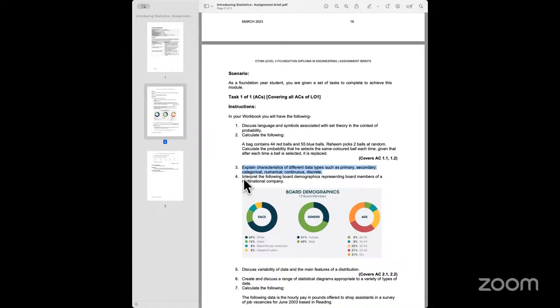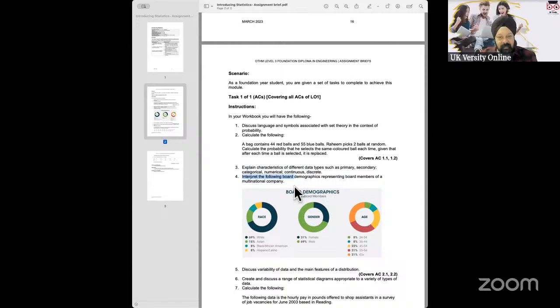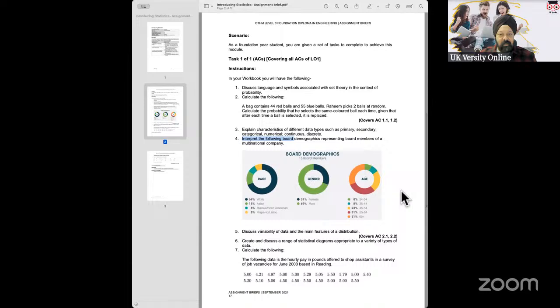And then it asks you to do the practical part of it, to say, interpret the following board demographics representing board members in a multinational company. So using this picture, it is asking you now to identify and talk about that. If this was visually shown to you and the question given was, can you now interpret what is being shown in this picture? You have to write about it.